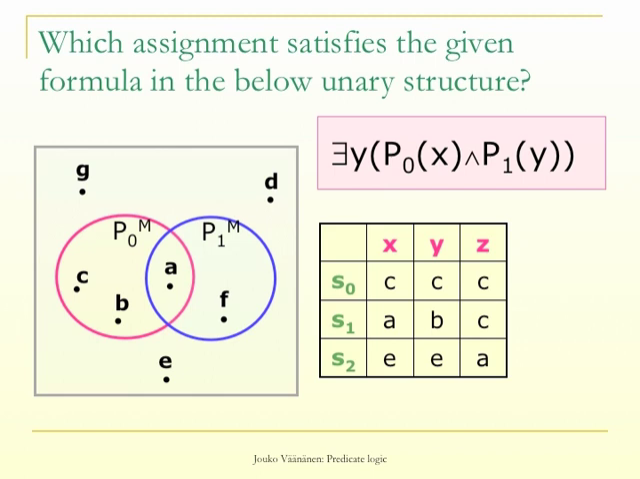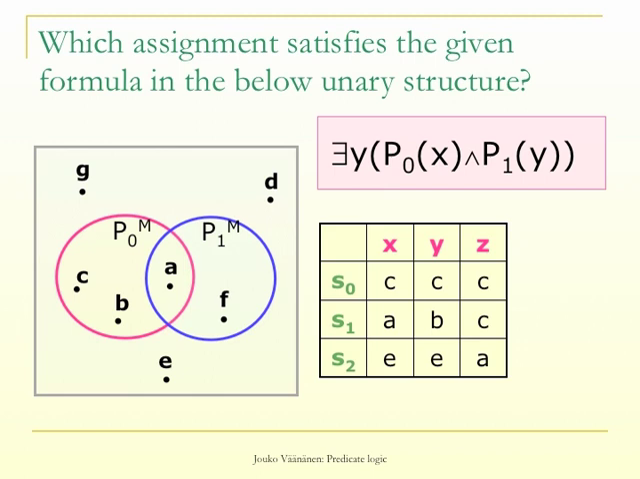There are two unary predicates, p0 and p1, which intersect each other, and then there are some elements a, b, c, d, e, f, g in the universe. And we are given three assignments, S0, S1, S2. We have to go through these assignments and check in each case whether the assignment satisfies the formula in the given structure. Let's look at S0 quickly.